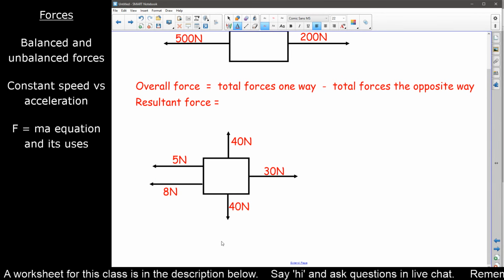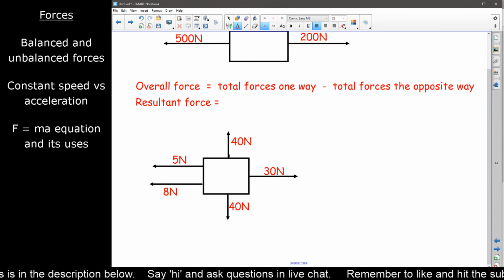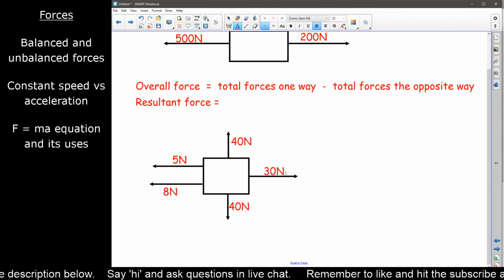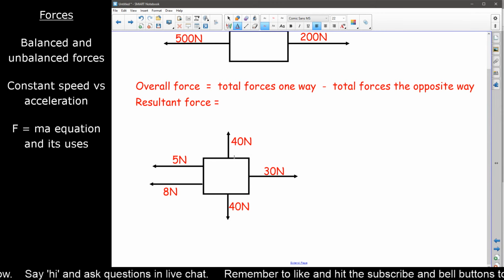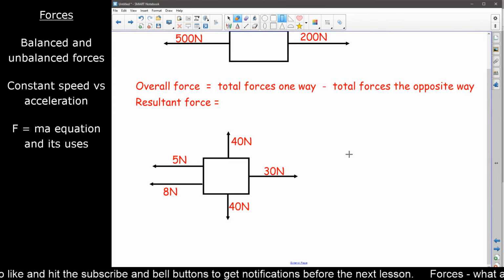So what can I say here? Well, what I have to do is work out which forces are going one way minus the forces the opposite way. I can't do anything with this 40 and 30 together, because they're not going opposite to each other, or the same way as each other, so they're not interacting with each other. This 40 and this 40 are acting exactly opposite to each other, so in the up and down direction there's 0 newtons. So it's not accelerating in the upwards and downwards direction. I don't know if it's moving upwards and downwards, but I do know it's not accelerating in that direction.